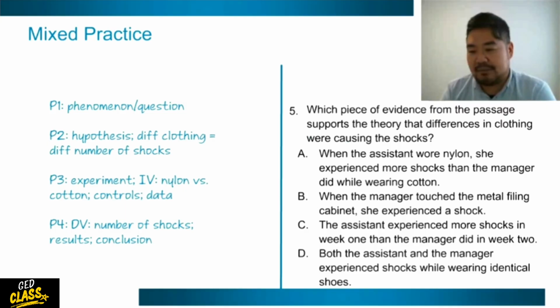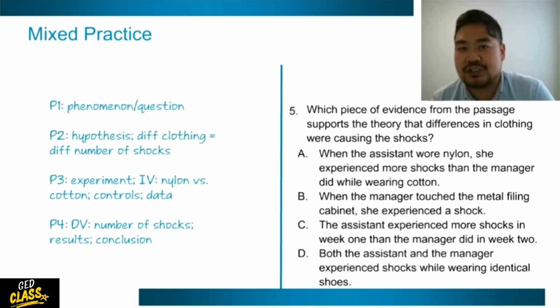Now let's take a look at a couple of questions that follow from this. Again, you can use our summaries that we've come up with from this passage to try question number 5. Pause the video, give yourself a minute to try this one on your own, and when you have an answer, unpause the video, and we'll go over this one together. All right, number 5 says, which piece of evidence from the passage supports the theory that differences in clothing were causing the shocks?